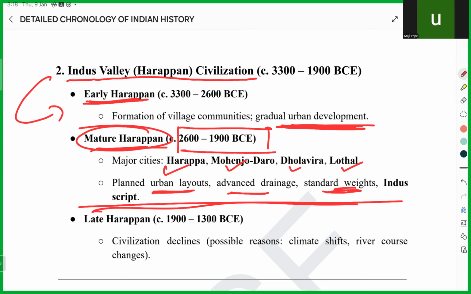All right. Then came the late Harappan phase, 1900 BC to 1300 BC. It focused on the civilizational decline of the Indus Valley civilization. See, all the big empires, you name it, all the big empires had collapsed under their own weight. The Gupta Empire, 200, 250 years, collapsed. The Maurya Empire, 200, 250 years, collapsed.